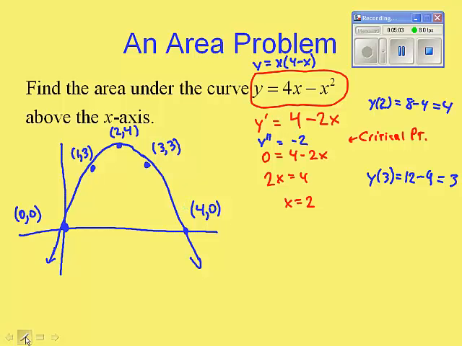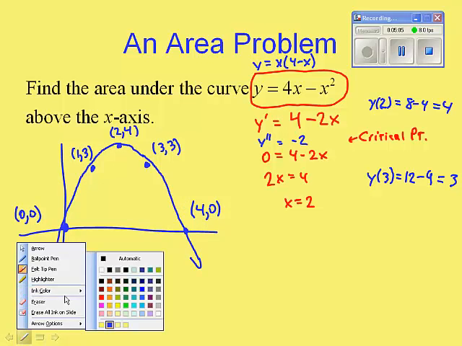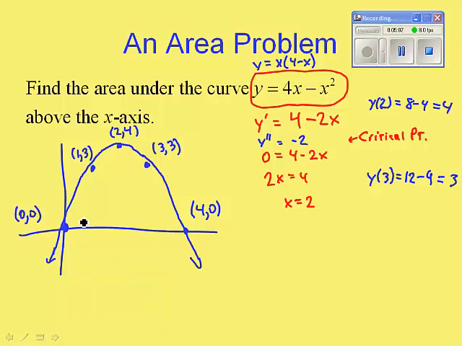Okay, what am I trying to do? Find the area under the curve and above the x-axis. So we're trying to find all this area in here, right? So if I redraw the picture, here's your parabola. I'm trying to find the area of that shape. And if you look in your geometry book, you probably won't find a formula for the area of that shape, right? That's no good.